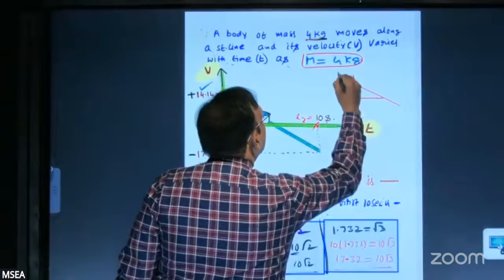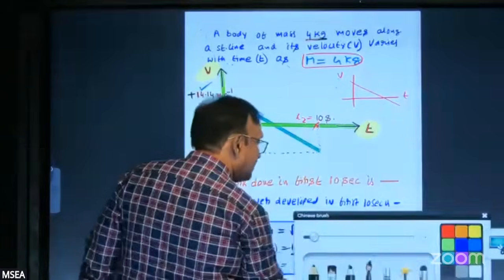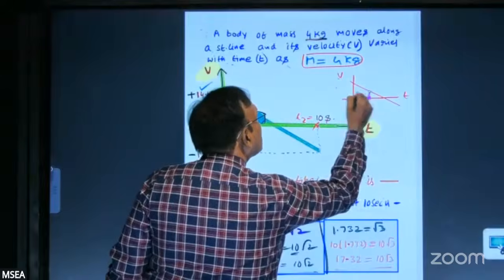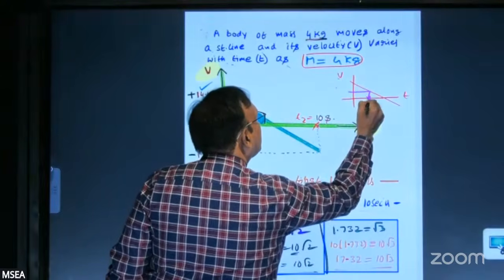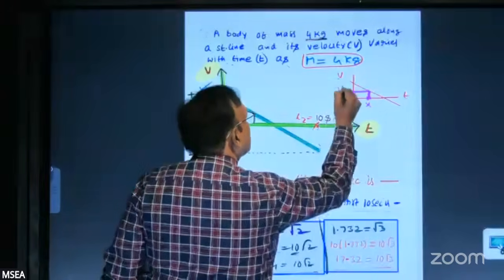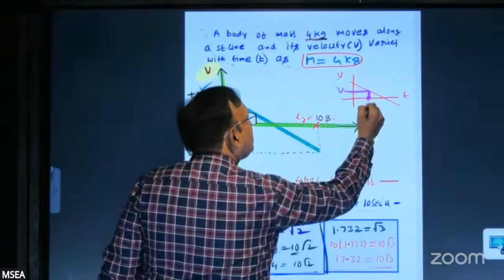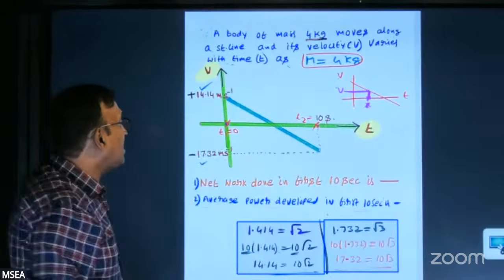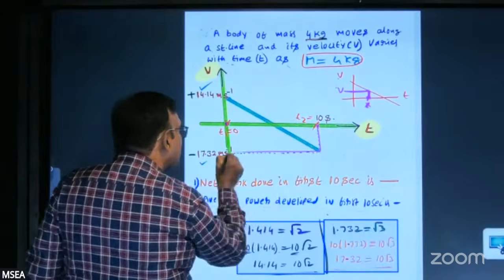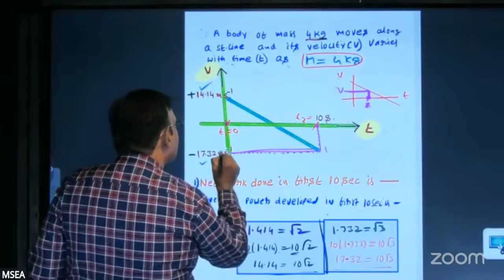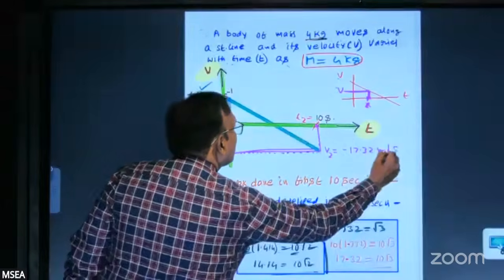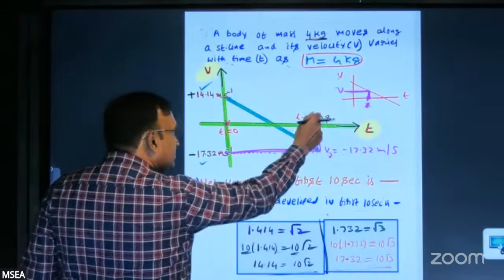Whenever there is a graph like this, for example, a velocity time graph, I'm drawing it little separately. To find the velocity at this time, you have to go like this. Suppose at this particular time you want to know the velocity, it will intercept here, come like this. This is the corresponding velocity. At this particular time t2, what the velocity means, you have to come like this. So at this time the velocity is minus 17.32 meter per second. This is the velocity at t2.